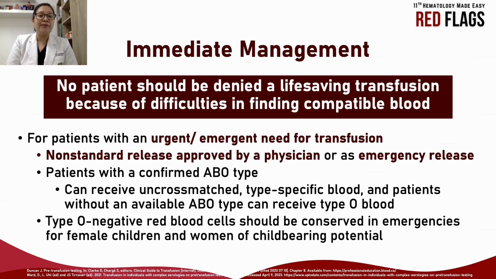Patients with a confirmed ABO type can receive uncrossmatched type-specific blood, and patients without an available ABO type can receive type O blood. Type O negative red blood cells should be conserved in emergencies for female children and women of childbearing potential to prevent overuse of the limited supply of O negative red blood cell units.